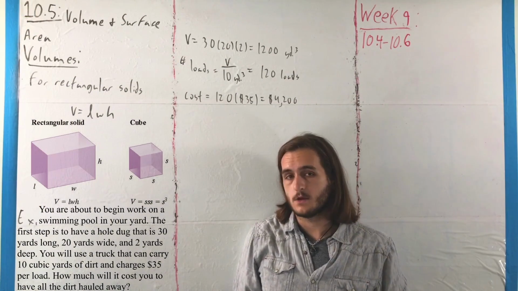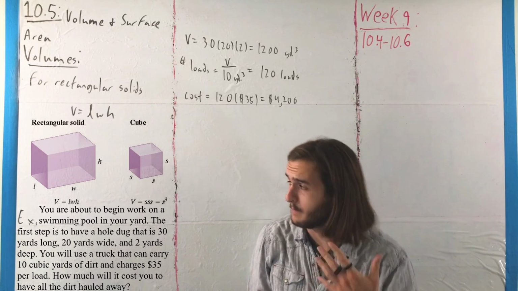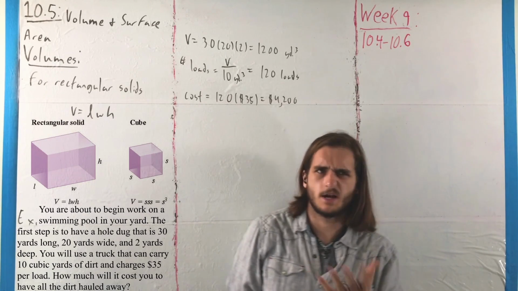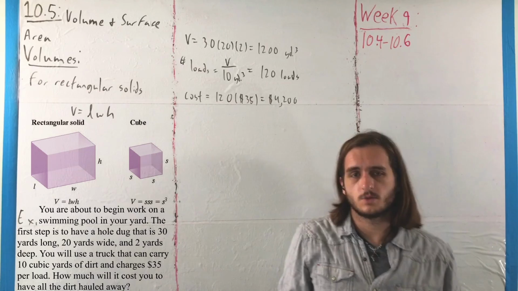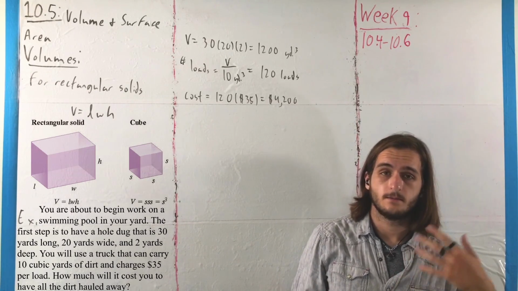Anyway, this is what we have here for our volumes of boxes, rectangular prisms, rectangular solids, depending on how you want to call that. Next, we're going to look at a different shape we can have. We are going to look at what happens with pyramids.